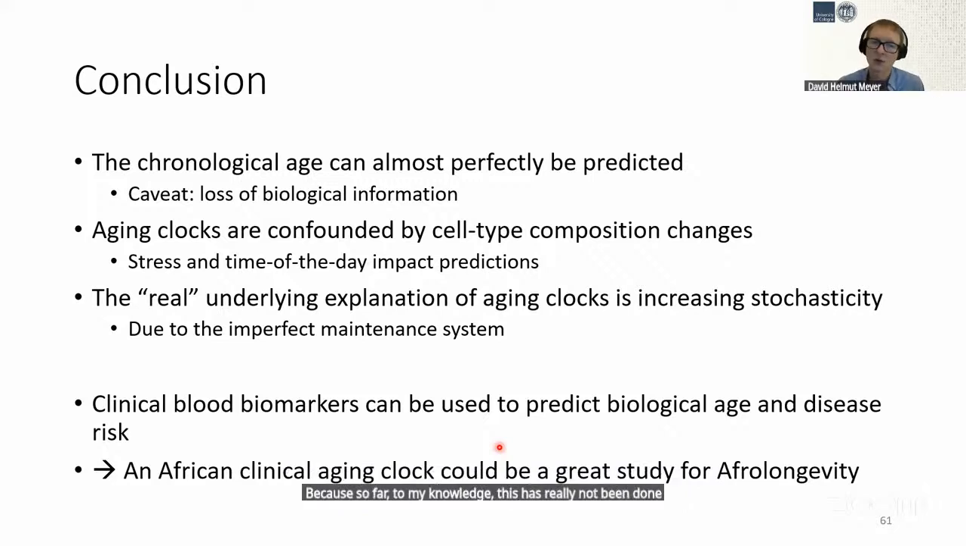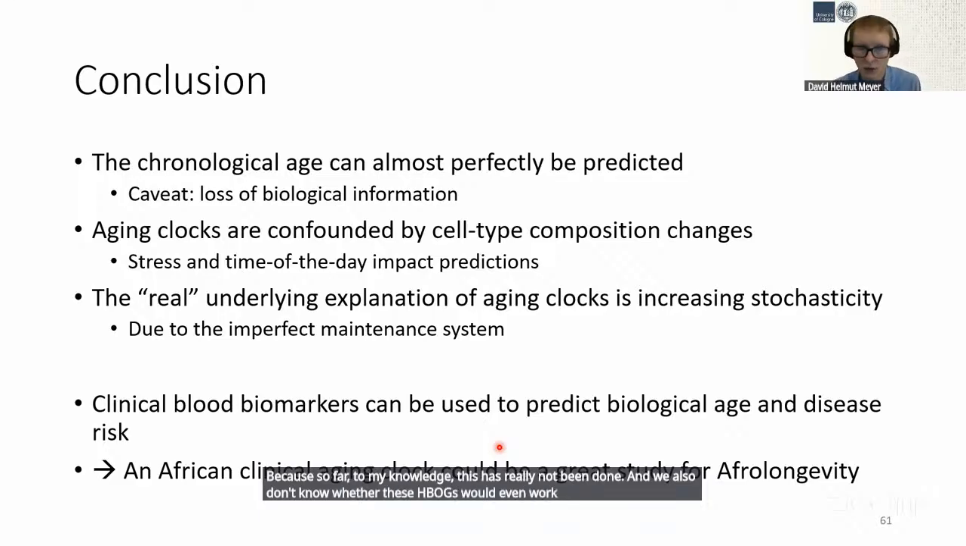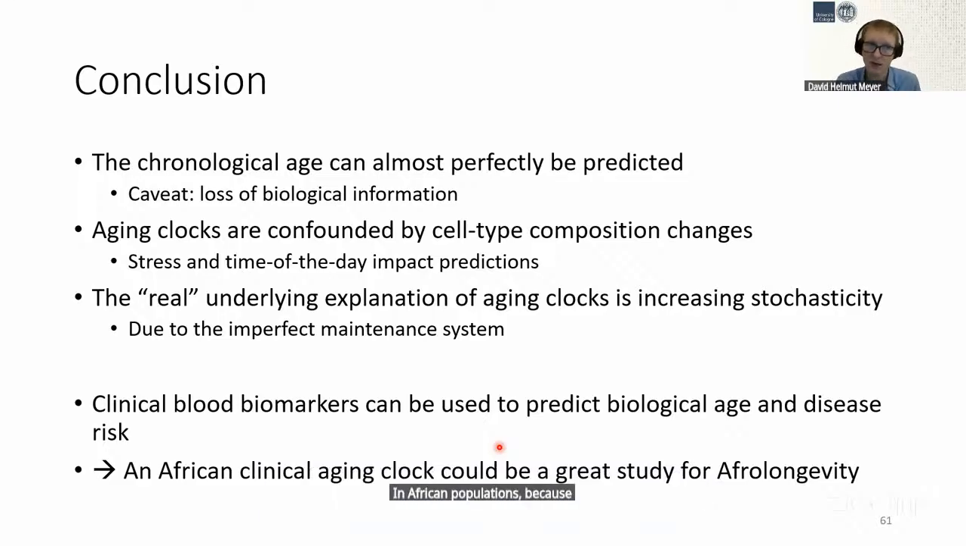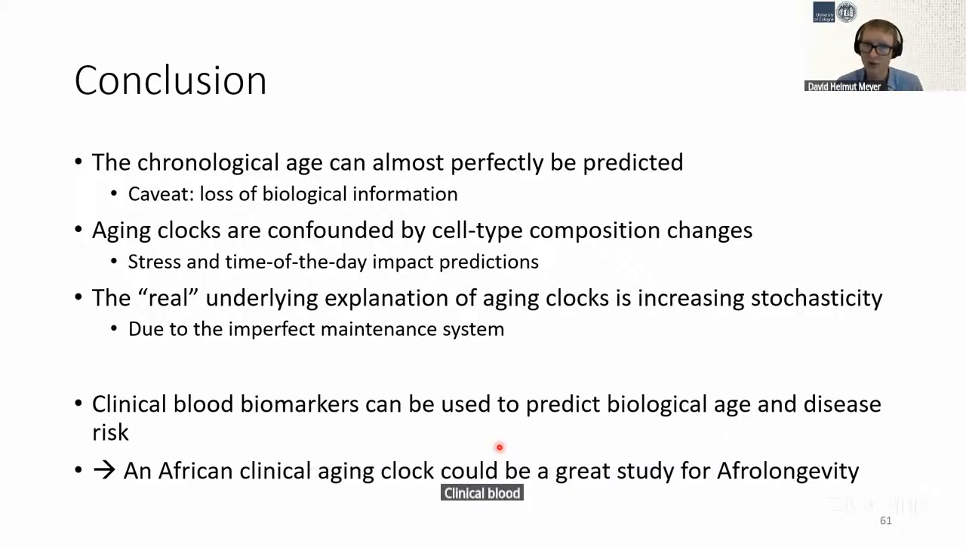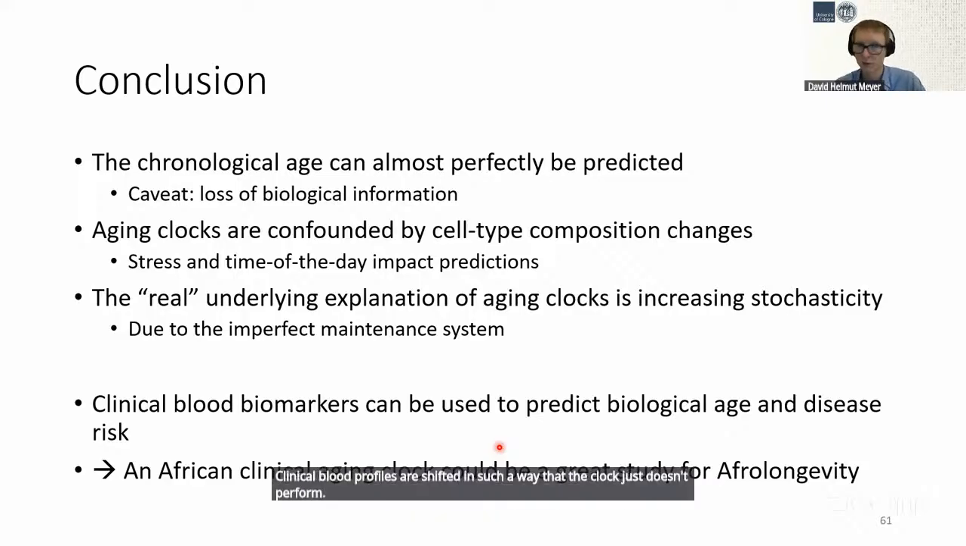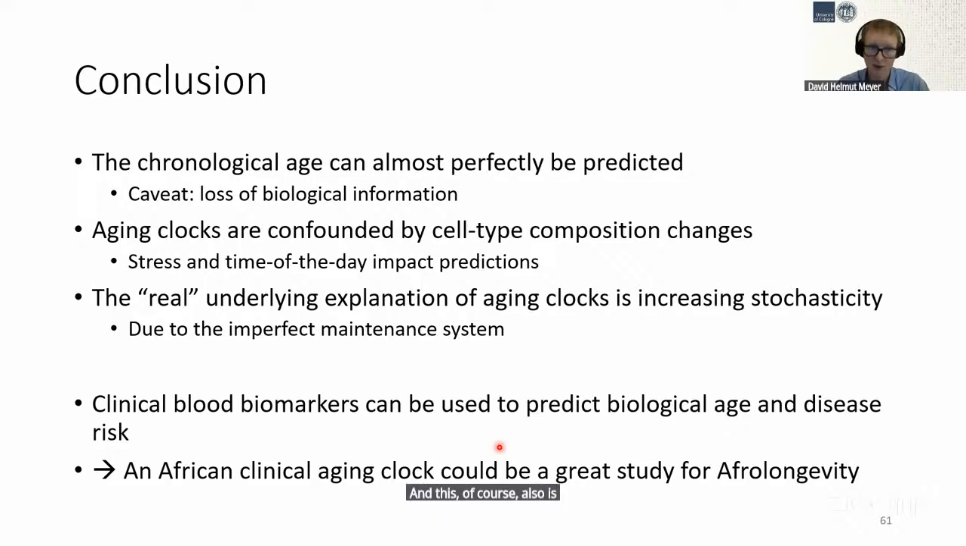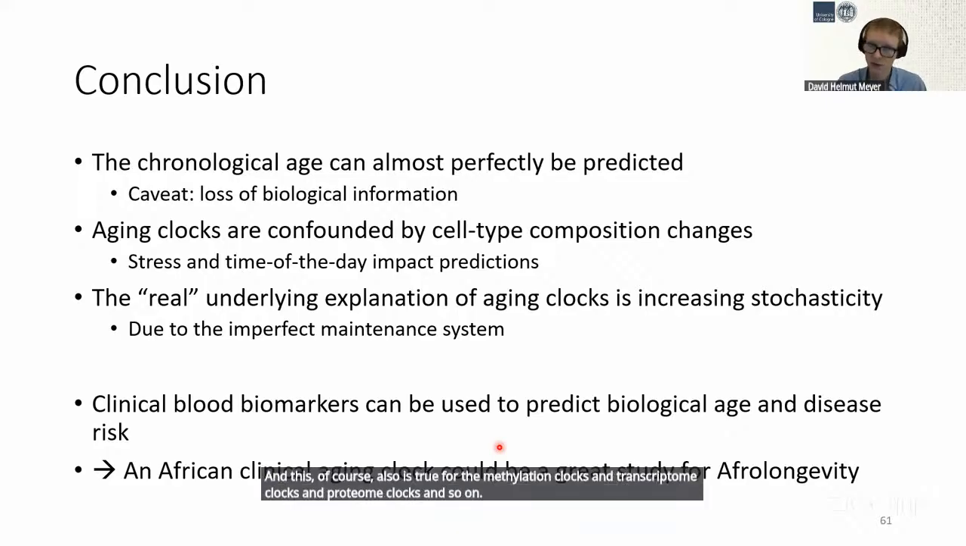And we also don't know whether these aging clocks would even work in African populations, because it is known that many of these biomarkers have differences in different populations and ethnicities. So maybe the clinical blood profiles are shifted in such a way that the clock just doesn't perform. And this, of course, also is true for DNA methylation clocks and transcriptome clocks and proteome clocks and so on. And there's just currently not sufficient data to do this.